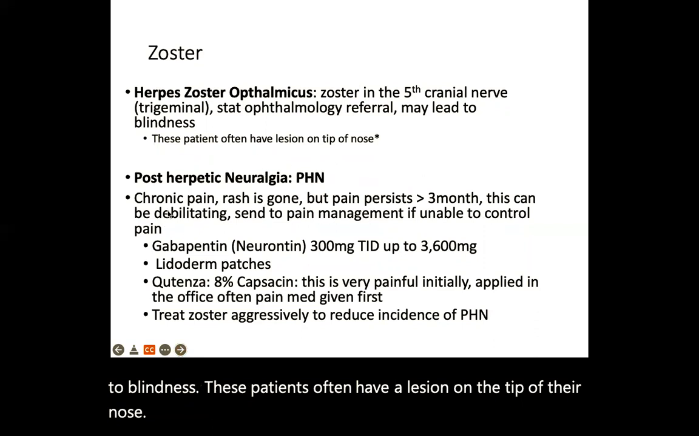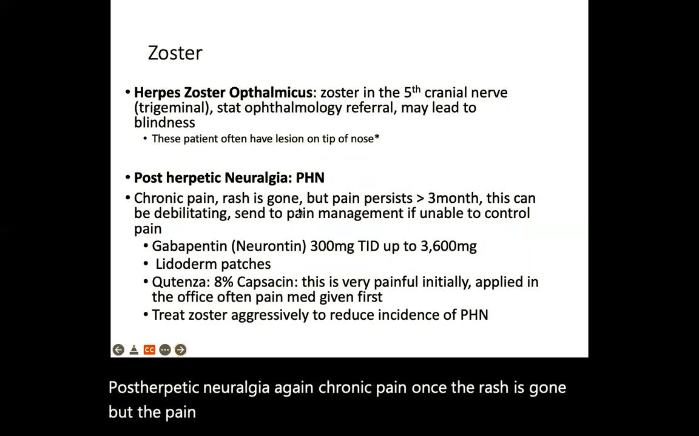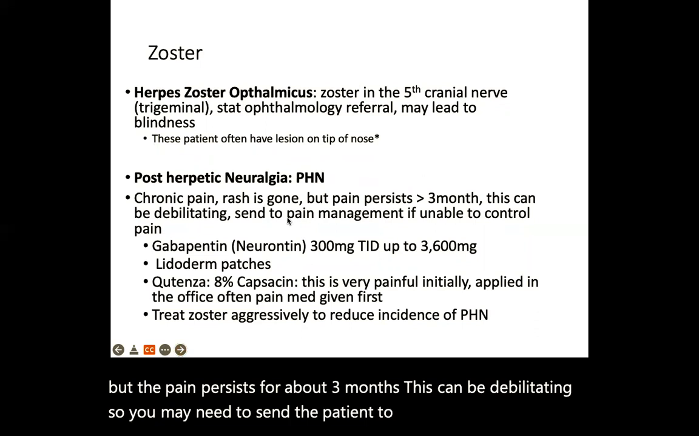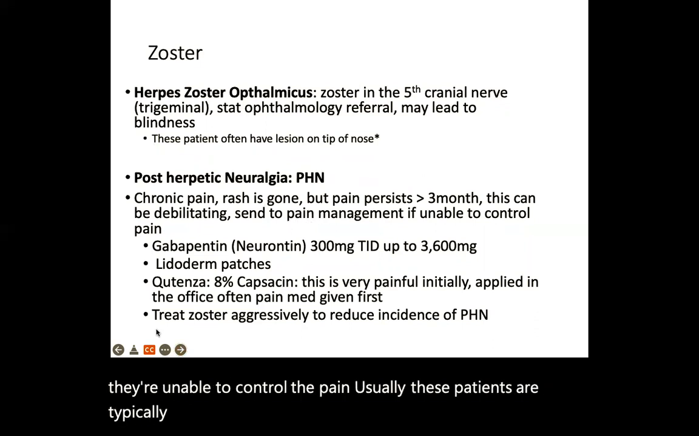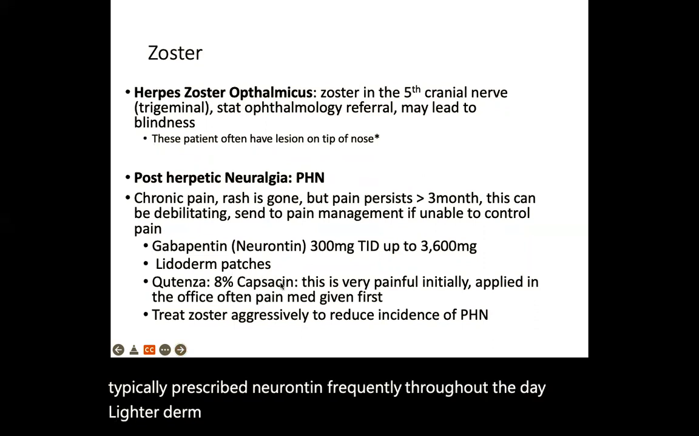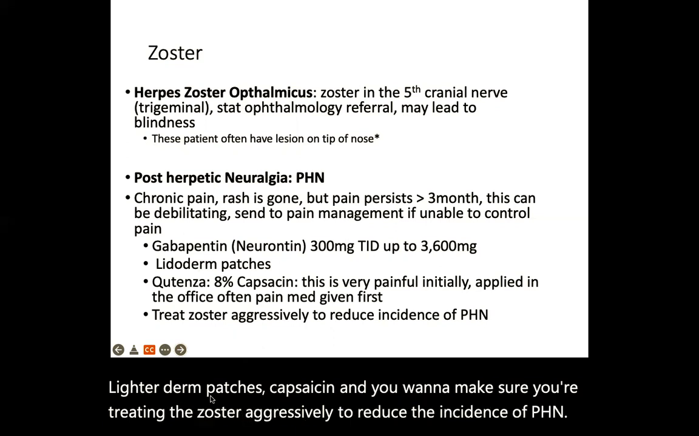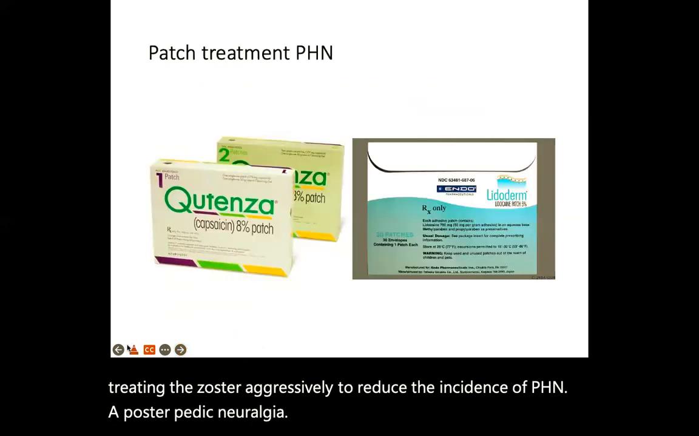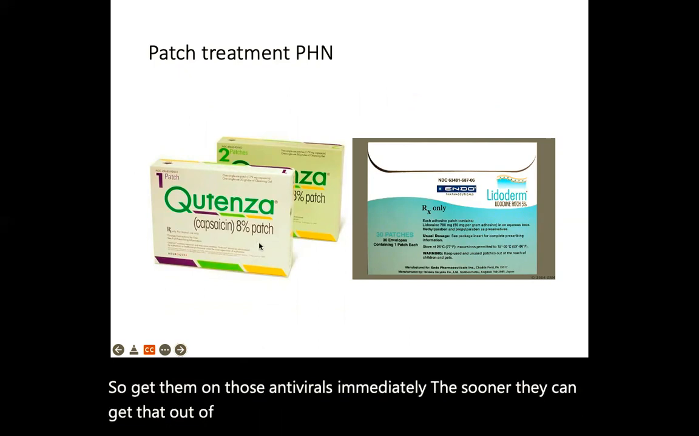Post-herpetic neuralgia. Again, chronic pain once the rash is gone, but the pain persists for about 3 months. This can be debilitating. So you may need to send the patient to pain management if they're unable to control the pain. Usually these patients are prescribed Neurontin, frequently throughout the day, Lidoderm patches, capsaicin, and you want to make sure you're treating the zoster aggressively to reduce the incidence of PHN, or post-herpetic neuralgia. So get them on those antivirals immediately. The sooner they can get that out of the system, the better off the patient is.